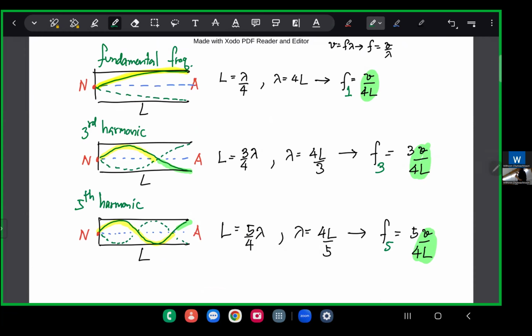So that means when you are dealing with a tube with one end open and one end closed, you can only generate odd multiples of harmonic sound. Okay, that is the type of sound that this tube is going to generate.